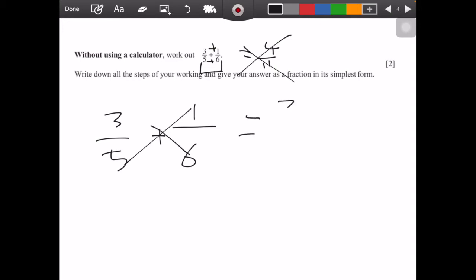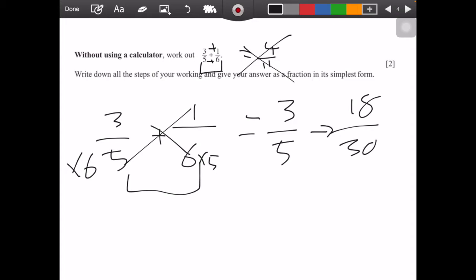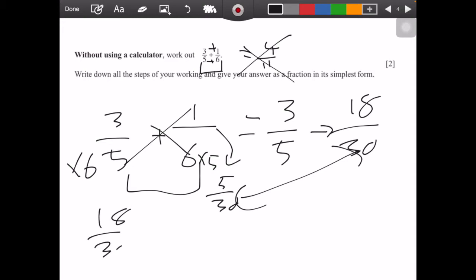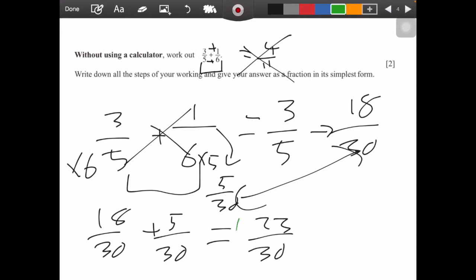So therefore, 3 out of 5 and 6, we know that this one we can multiply it by 6 to make it 30, and this one to multiply it by 5 to make it 30 as well on the denominators. 3 over 5, we can rewrite this as 18 over 30, and 1 over 6, we can write it as 5 over 30. And now, since the denominators are the same, we can rewrite this whole thing as 18 over 30 plus 5 over 30 equaling 23 over 30. And this is the simplest as you can get from this, as 23.